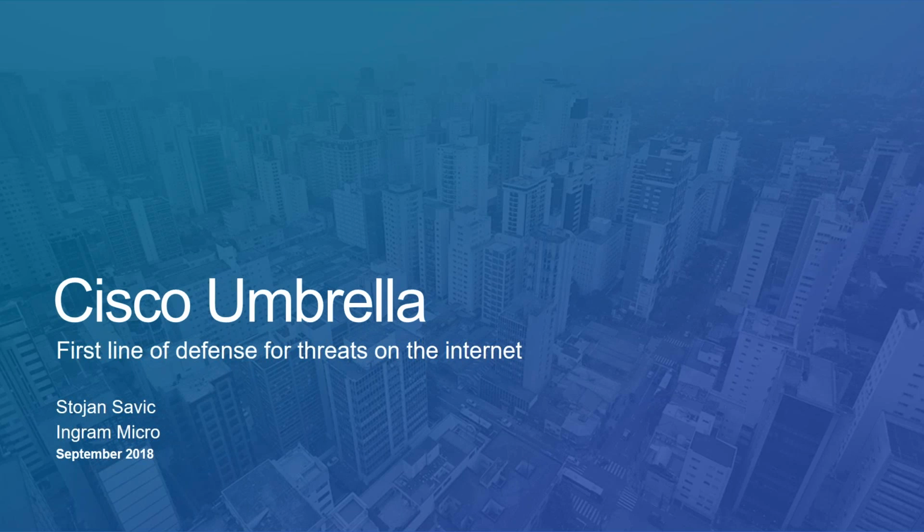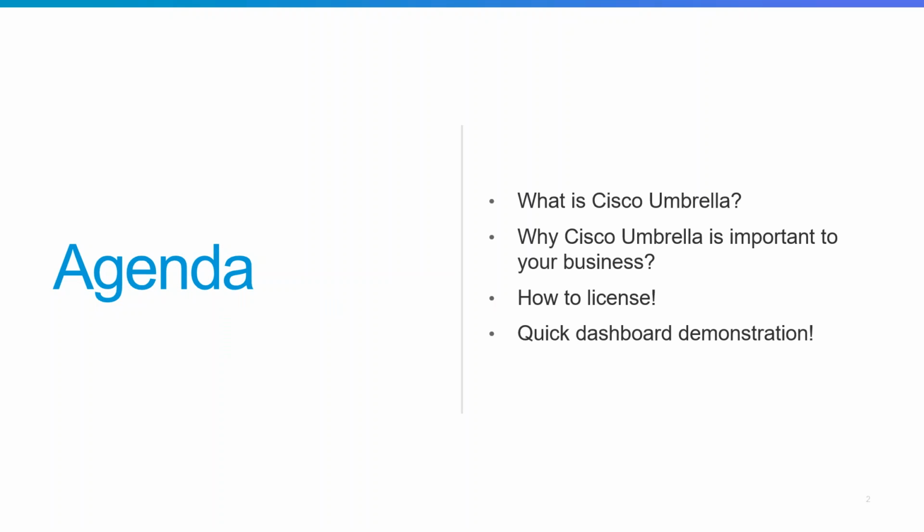Hi, everyone. What we'll cover today is Cisco Umbrella, the first line of defense for threats on the internet. So what is Cisco Umbrella? Why is Cisco Umbrella important to your business? A quick one on how to license it, and a quick demonstration of the dashboard. After this, we'll quickly go through some of our promos here at Ingram Micro and a bit about the cloud marketplace.